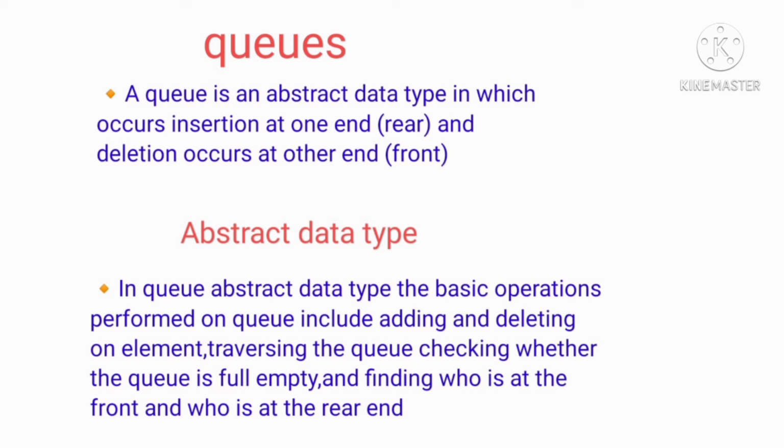A queue is an abstract data type in which insertion occurs at one end, that is rear, and deletion occurs at the other end, that is front. In queue abstract data types, the basic operations performed on a queue include adding and deleting an element, traversing the queue, checking whether the queue is full or empty, and finding who is at the front and who is at the rear end.